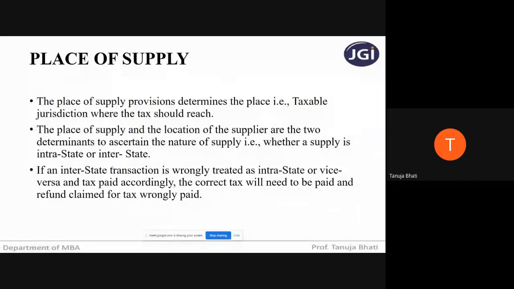So suppose by mistake you have made payment of tax as interstate, and later you realize it was intrastate. So you have to make the correct payment of tax and take the refund of the wrongly paid tax. So if any interstate transaction is wrongly treated as intrastate or vice versa, the correct tax will need to be paid and refund needs to be claimed for tax wrongly paid. So remember students, place of supply helps you know the taxable jurisdiction where the tax should reach.